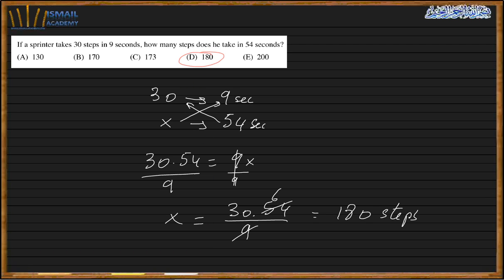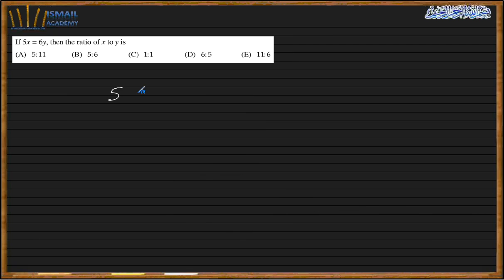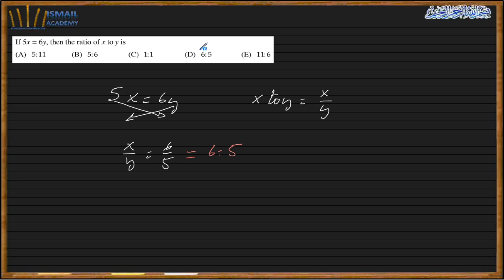Last question. Here we have 5x equals 6y. What is the ratio x to y? X to y is x over y. Again, I cross multiply. So I got x over y equals 6 over 5, which is the same thing as 6 to 5. So D is my answer. This is all about this set of practice.